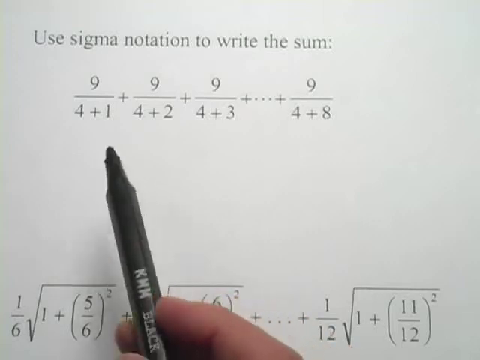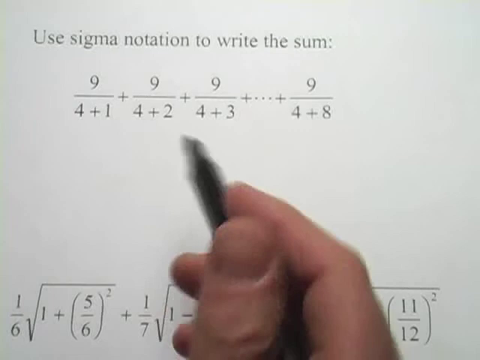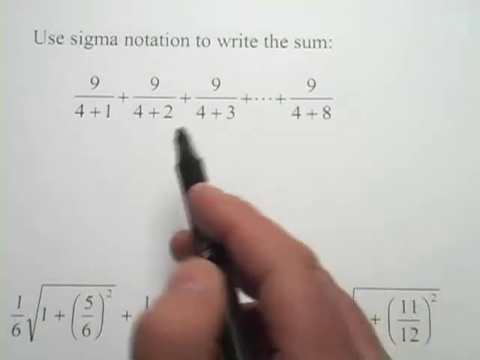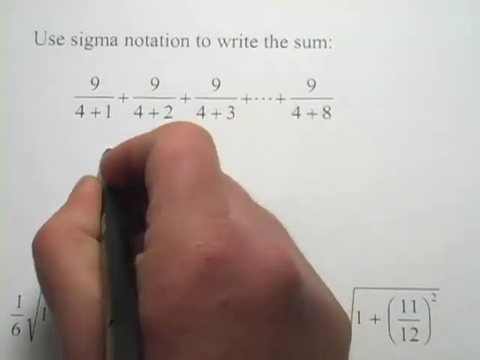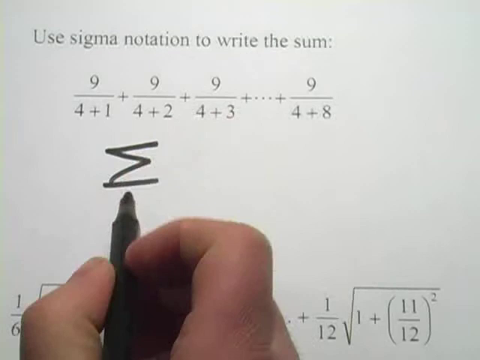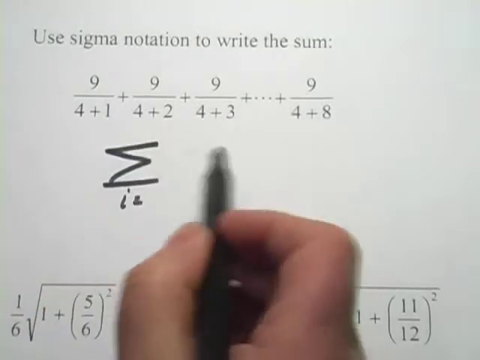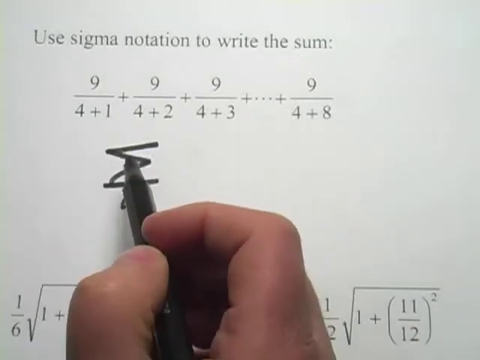In these problems, we are doing some more work with sigma notation, the summation notation. In these, we are given a series, and we have to use sigma notation to write the sum. And remember, sigma notation has that big sigma, and then it's got i equals something up to something else, and then has an expression.